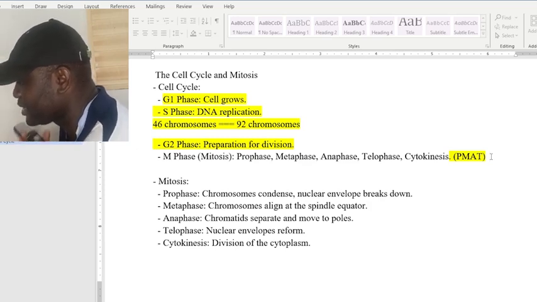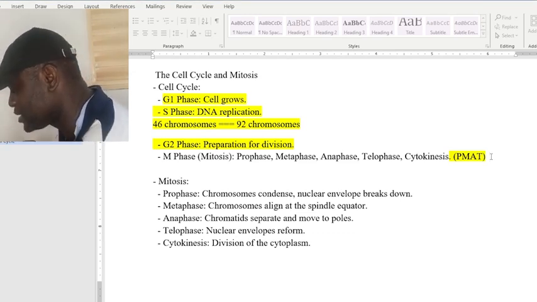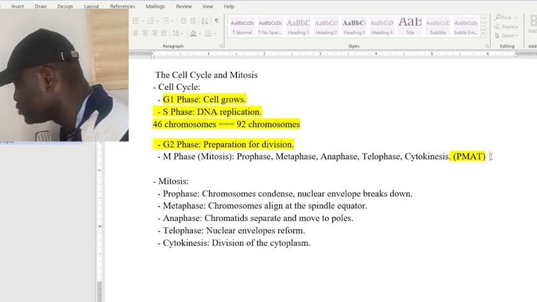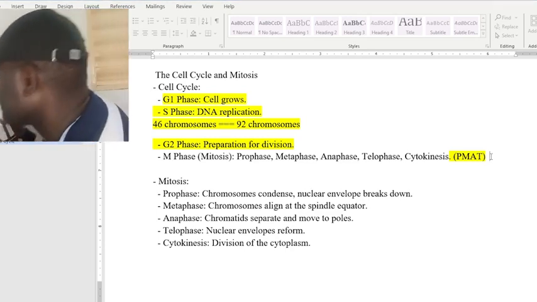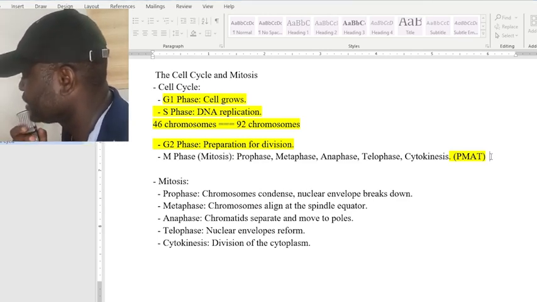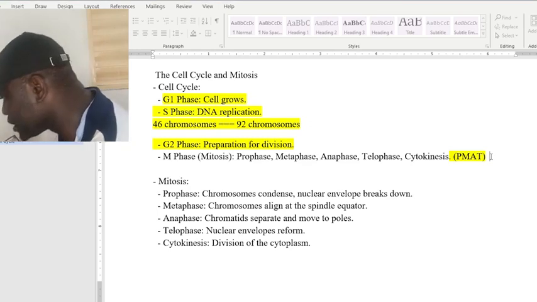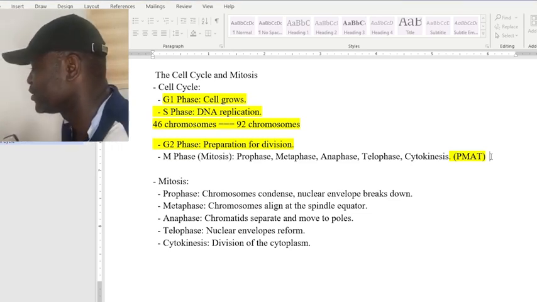majorly four phases. The last phase is when the cell now divides into two, which we refer to as cytokinesis. But the major four phases are what I like to use this mnemonic for. PMAT. That's the mnemonic we are going to use for these four phases. The first phase of the M phase is the prophase, followed by metaphase, followed by anaphase, followed by telophase. So we have PMAT.